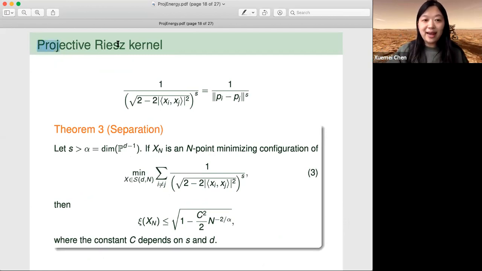I never defined what a projective Riesz kernel is, even when it already showed up. So let me do that here. This is what we call a projective Riesz kernel, this function over here. It's just the very usual Riesz kernel, but we're on the projective space, so I think this name is fair.